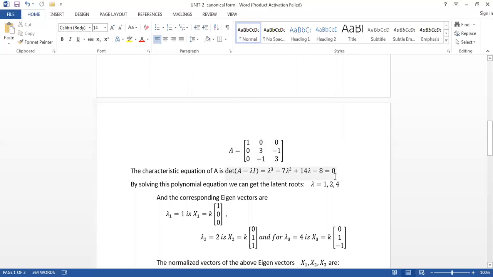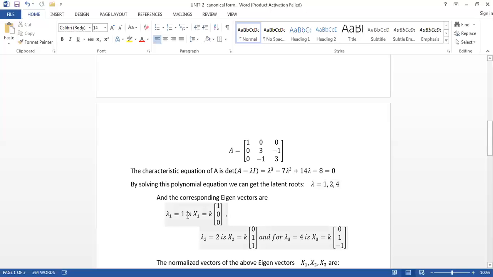So that gives lambda cubed minus 7 lambda squared plus 14 lambda minus 8 equals 0. By solving this polynomial equation, we will get roots. The roots are nothing but eigenvalues. Lambda equals 1, 2, 4, and the eigenvectors. So we already know how to find eigenvectors.